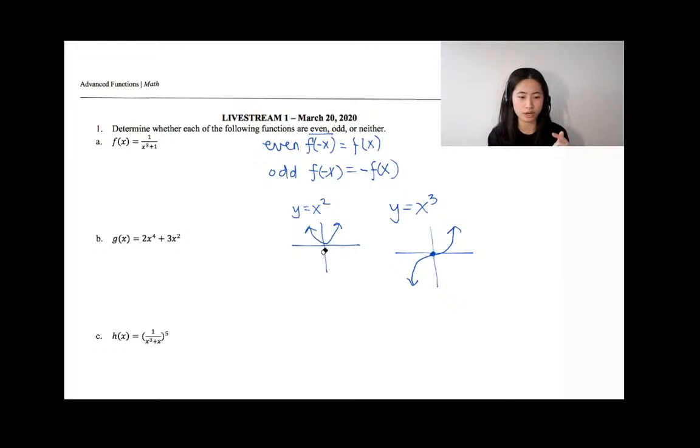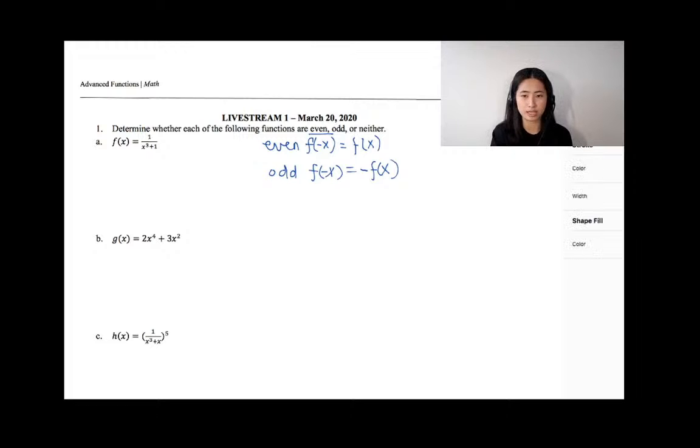But for these 3 questions, A, B, C, all you have to do is really evaluate whether you're going to have f of x as a result, which is the exact same thing as your function, versus if you can take out the negative sign and then you're going to have negative f of x. Okay, and if it's neither, that means it's not going to be any of the two, right?